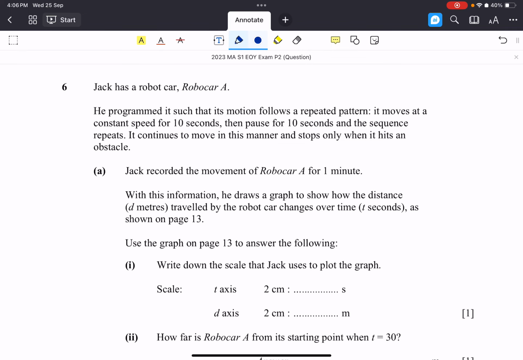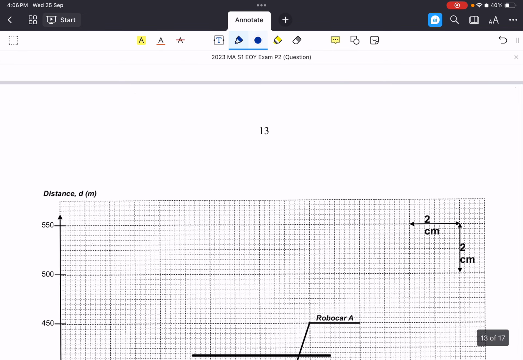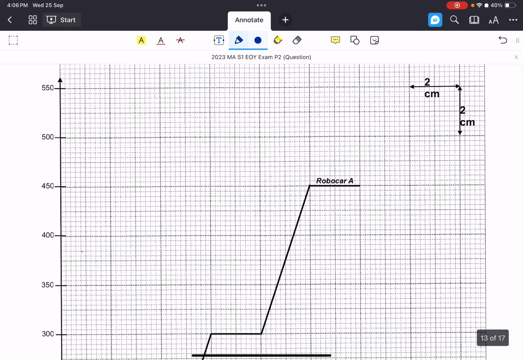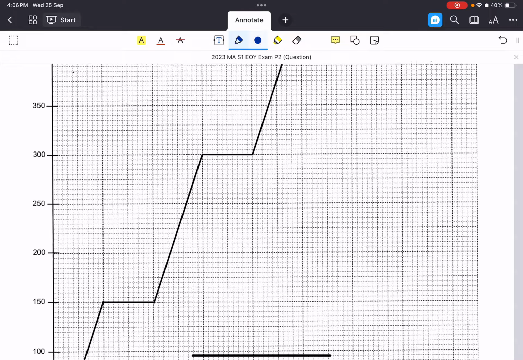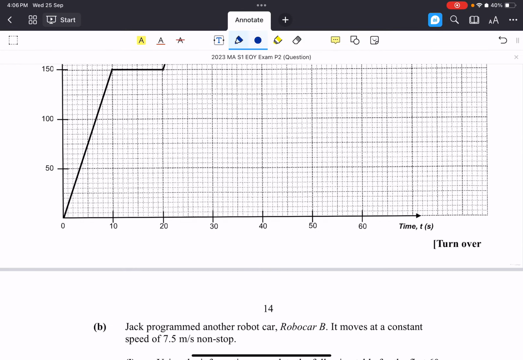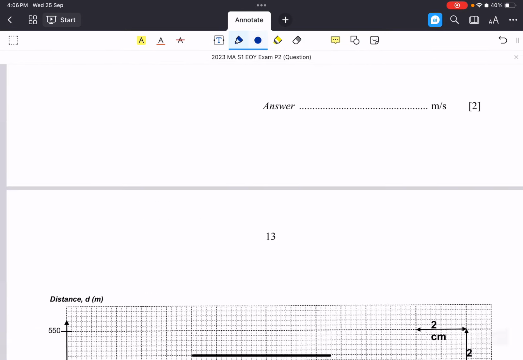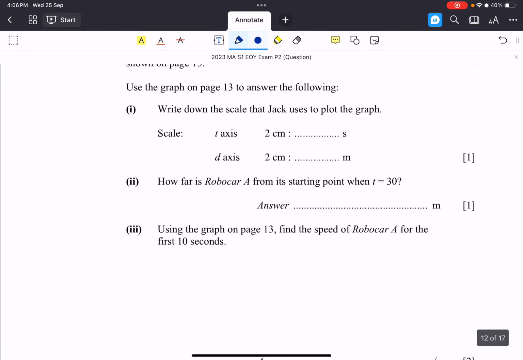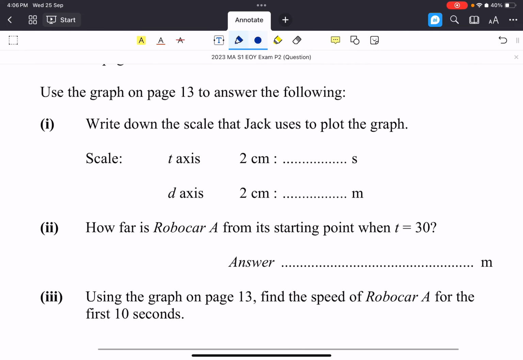If we look at page 13, look at the scale. You can see that 2 cm on the graph represents 50 units on the y-axis and 10 units on the x-axis. So on the t-axis, every 2 cm is actually 10 seconds, and 2 cm on the y-axis, which in this case we call the d-axis, is actually 50 meters.